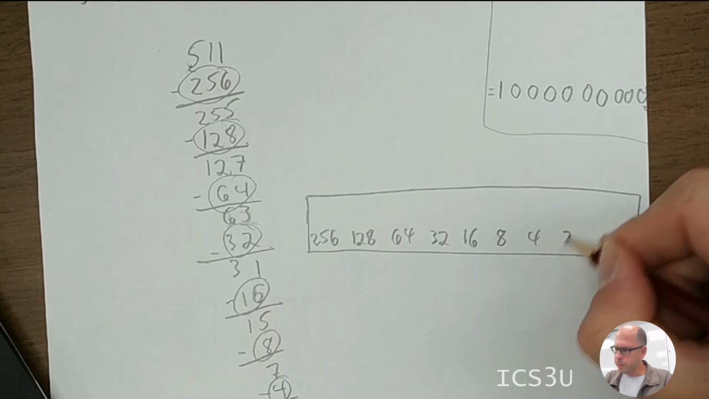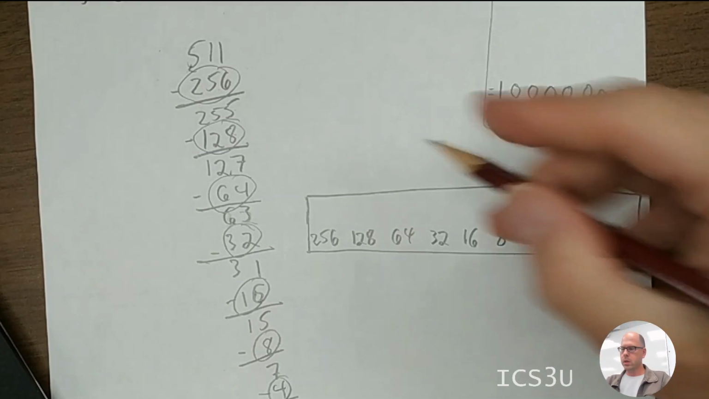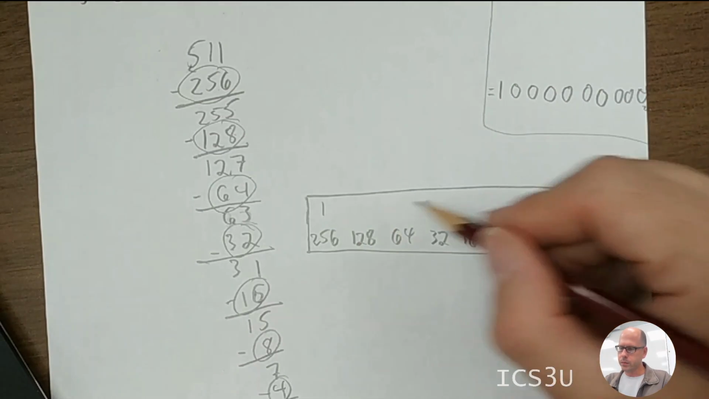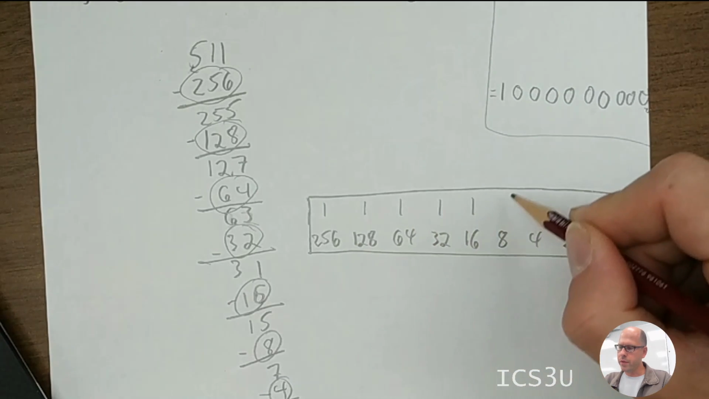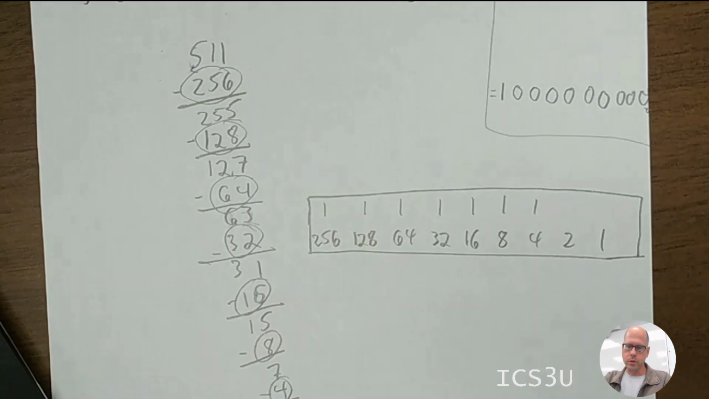So here's our placeholders. We're using 256, we're using 128, we're using 64, we're using 32. In fact, we're using all of these placeholders, right?